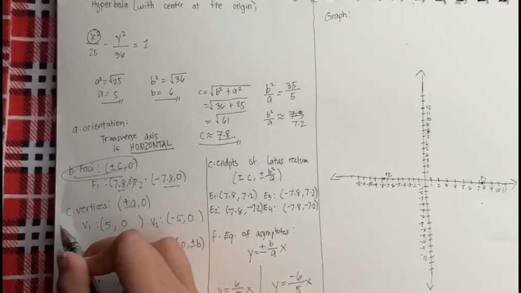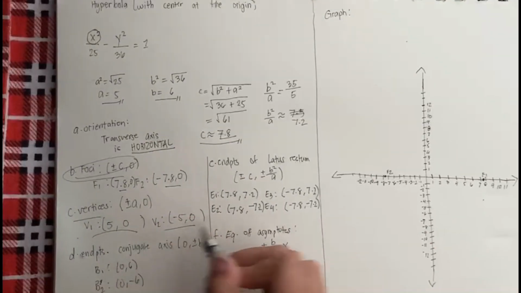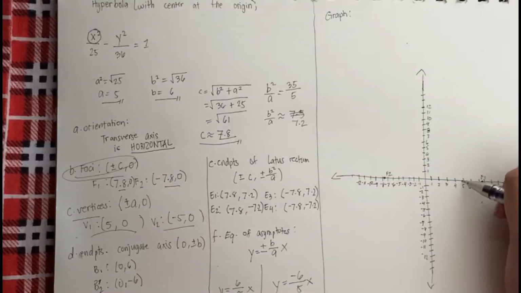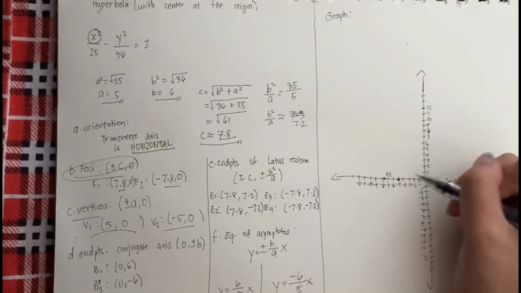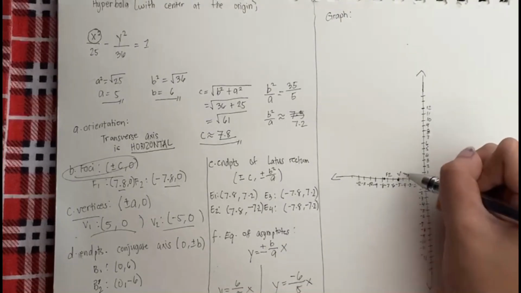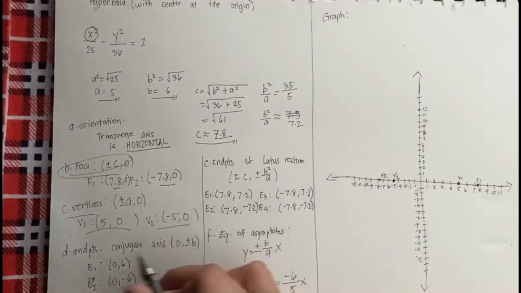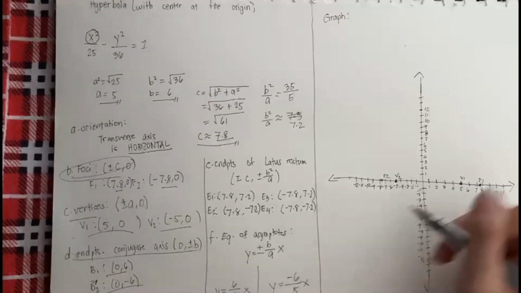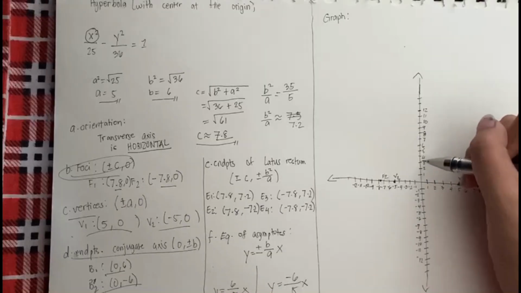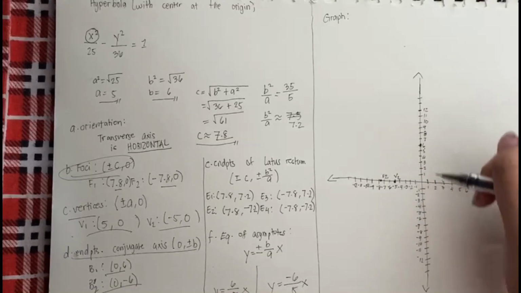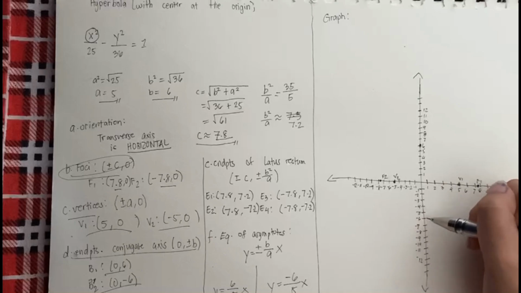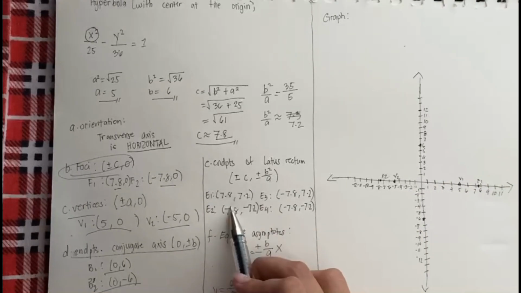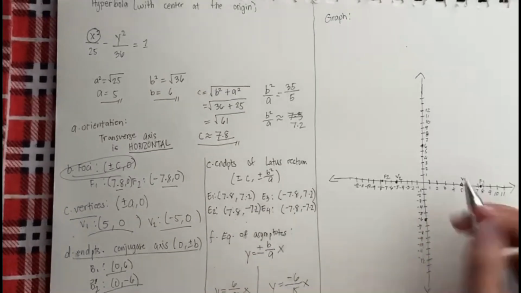So now we have to plot the graph, and the first thing is the foci. So that's what is there, I have already plotted them. Then the endpoints of the conjugate axis, as I said, are perpendicular to the transverse axis, so now they are on the y-axis. And then the latus rectum, those are the four points.